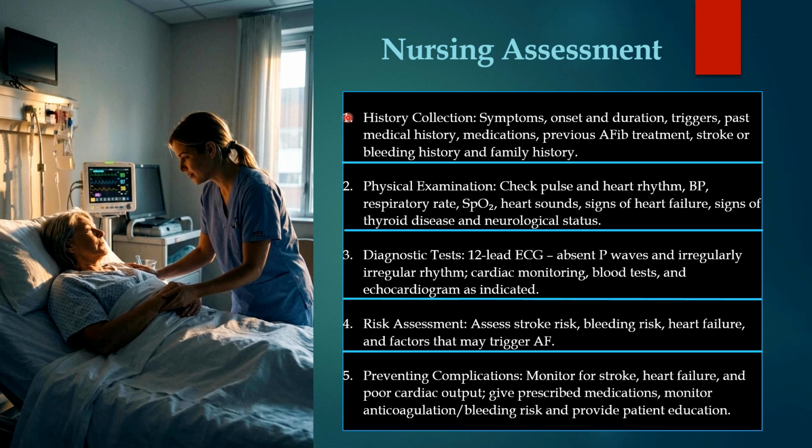Onset and duration: when it started, how long episodes last, and its frequency. Any triggering factors such as exercise, alcohol, caffeine, stress, or illness. Past history of hypertension, heart disease, diabetes, thyroid problems, sleep apnea. Are they on any medications such as antiarrhythmics, anticoagulants, and other regular medications?